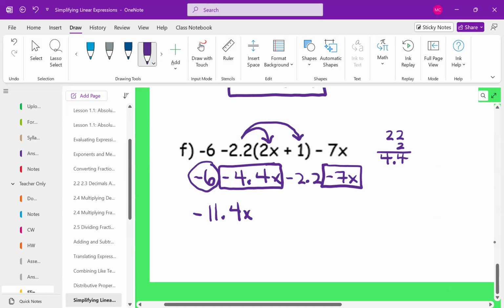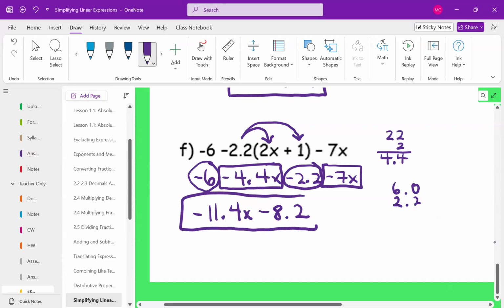And then our constants, negative 6 and negative 2 and 2/10. Again, same sign, add and keep the sign. So minus, remember 6 is a whole number. So that's going to be in the ones place. So we have 8 and 2/10, and it's negative. Are these like terms? They're not. And so we are in simplest form.